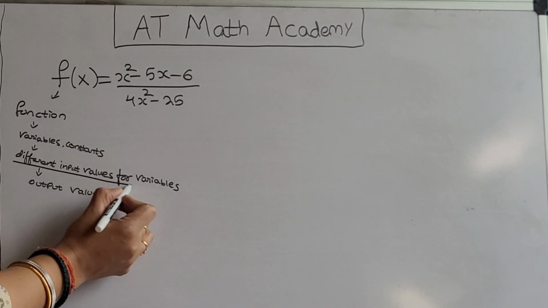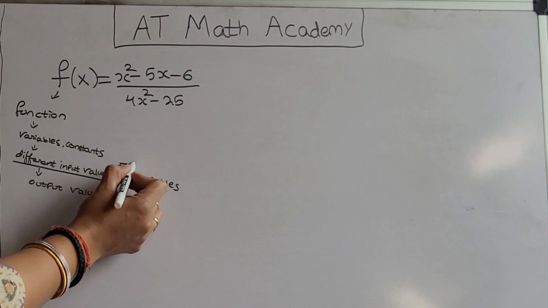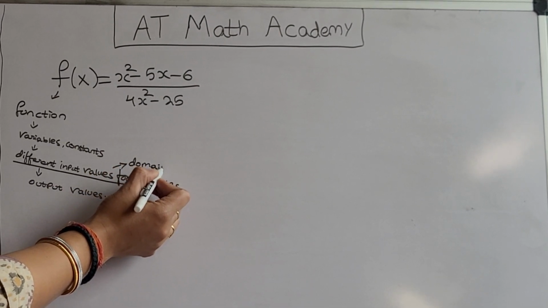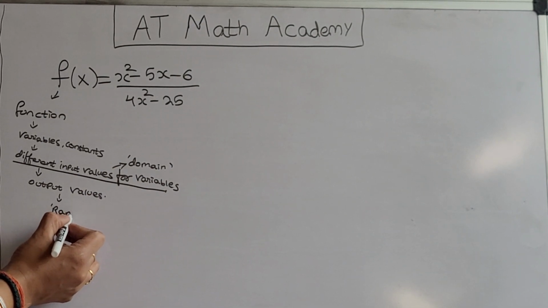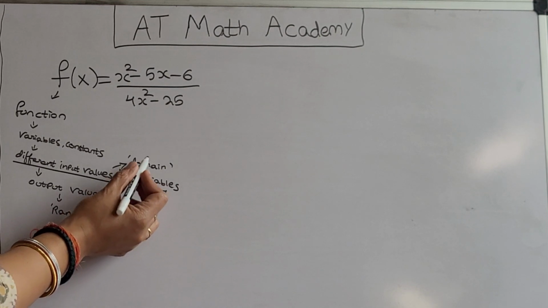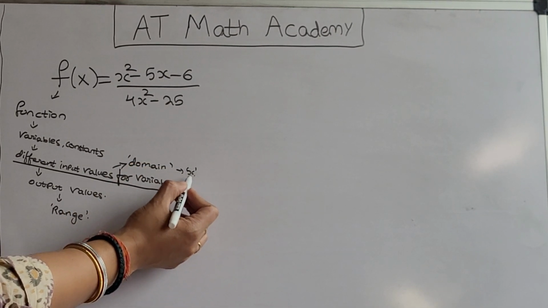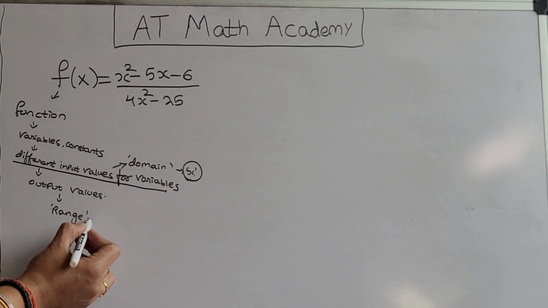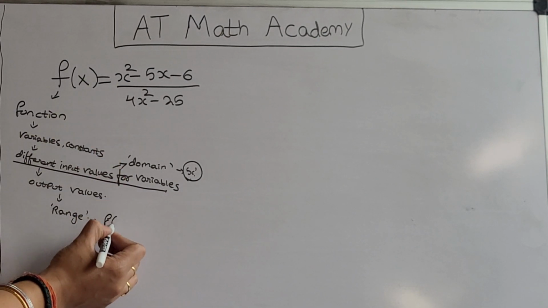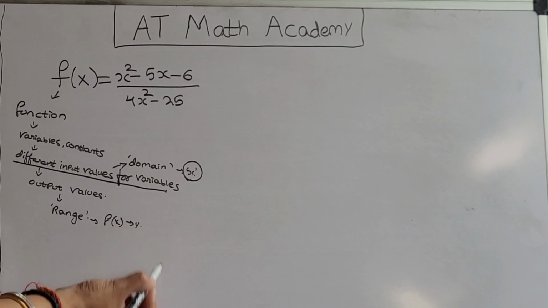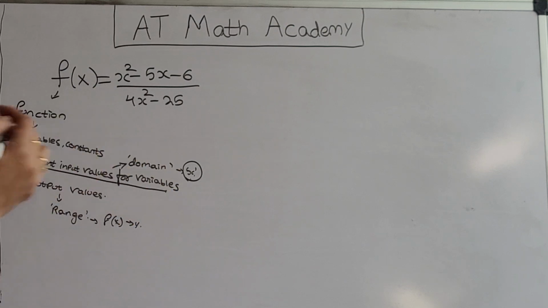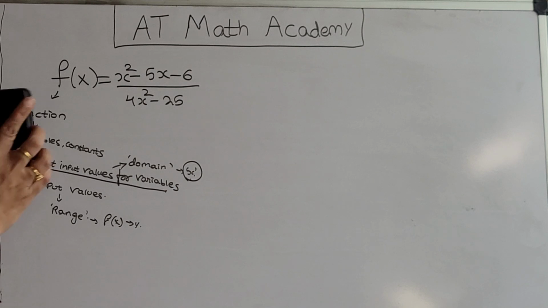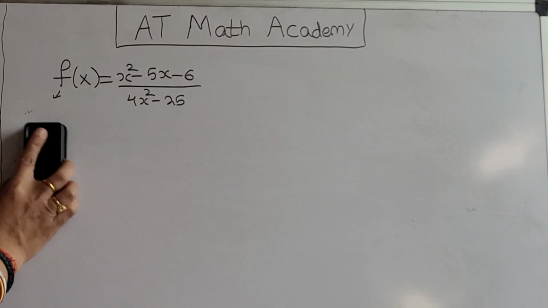So these different input values given for the function are called the domain of the function, and the output values that we get after substituting the input values are called the range. So in the above function, the domain values are for the variable x, and for the range we'll be getting the value of the function, the f of x, which is y. So for each x value there will be a y value. And now today I'm going to show you how to find the domain for this particular function. So let's move on to the topic, finding the domain of the function.